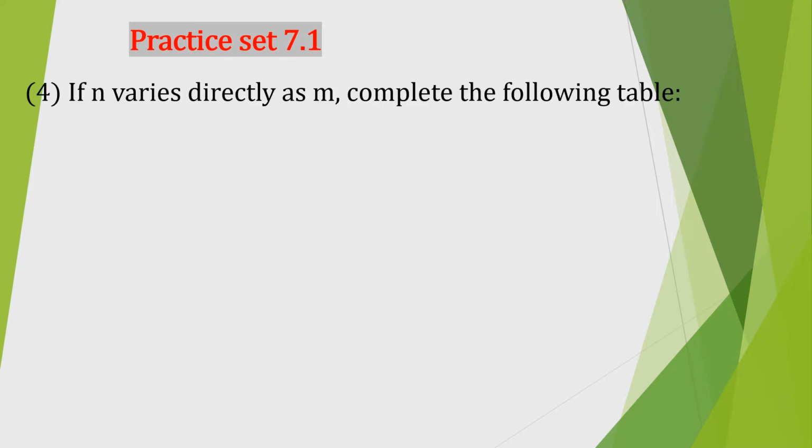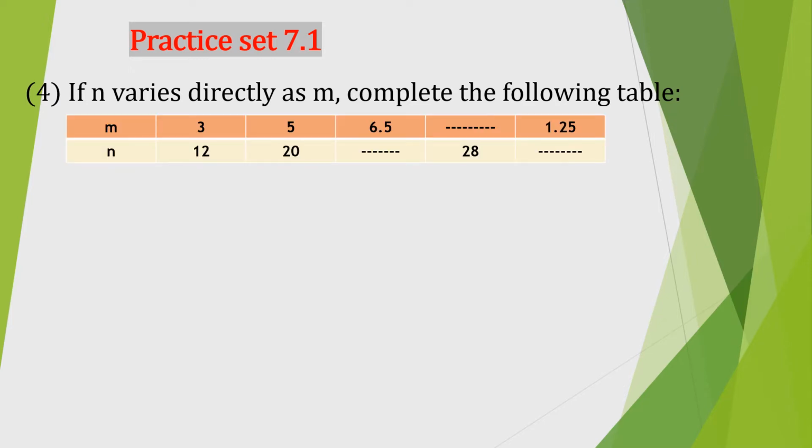What is given in the fourth question, students? If n varies directly as m, complete the following table. The table is given where it is said that n varies directly as m. So the values of m and n are given, that is 3, 12, 5, 20. Then when the value of m is 6.5, you have to find the value of n. And when the value of n is 28, you have to find the value of m. And when the value of m is given as 1.25, you have to find the value of n.